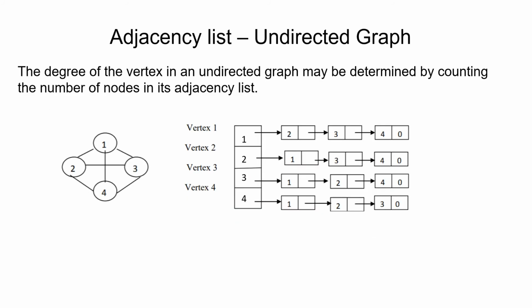In the adjacency list representation of an undirected graph, the degree of a particular vertex can be determined by counting the number of nodes in its adjacency list. Consider the undirected graph G. The degree of vertex 1 is given by the count of the number of nodes present in the linked list of vertex 1, which is 3.